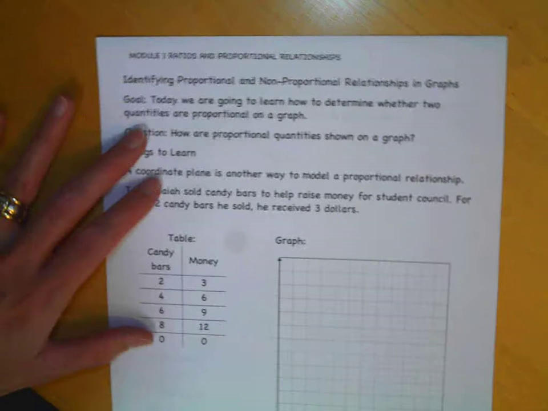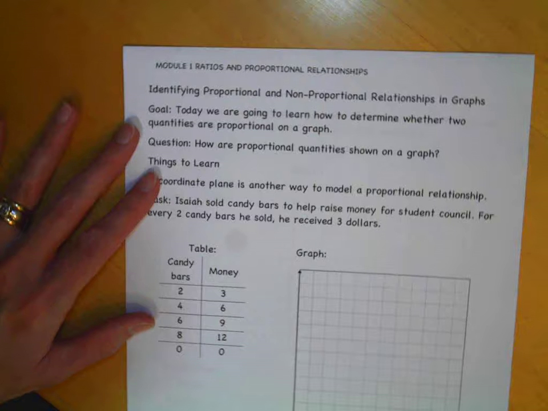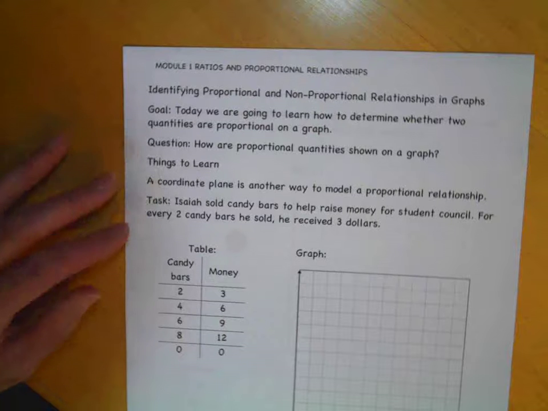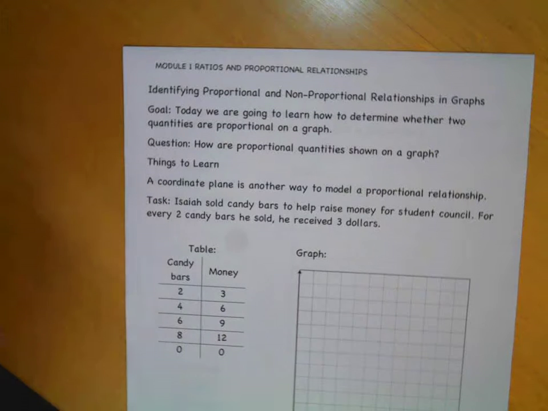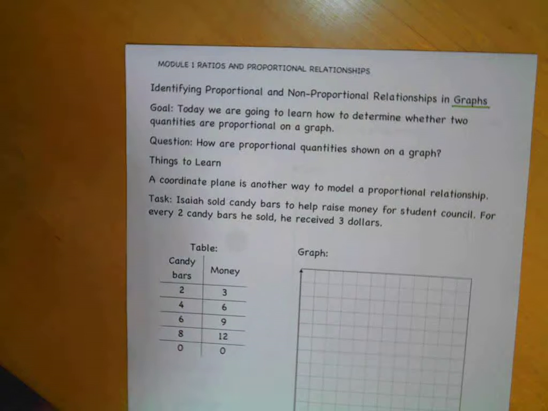So we're changing up our topic a tiny bit. For the last couple of lessons, we've been talking about proportional relationships with tables. And today, during this lesson, we are going to talk about proportional relationships in graphs. So that's the biggest change.